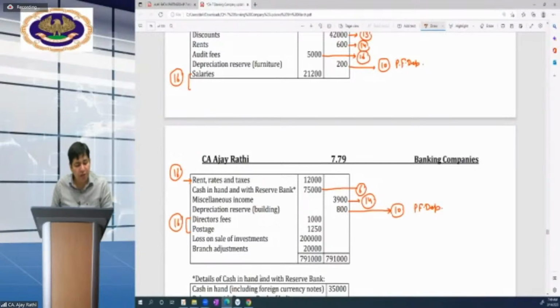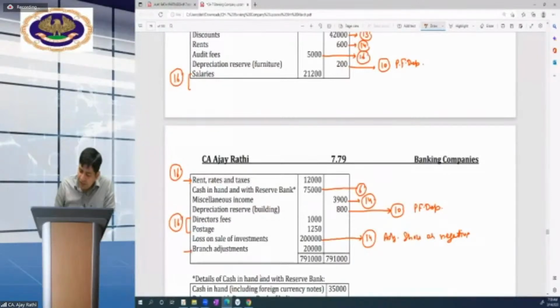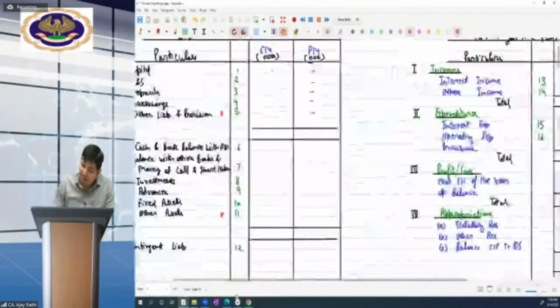Next, loss on sale of investment, beta. Usually investments are made to earn a profit, and usually investments do not have a loss, because normally banks do it in a very efficient manner. So there may be two cases: either post it in schedule number 16, operating expenses, or it will be better to adjust on the income side with schedule number 14, showing it as a negative figure. Next, branch adjustment, beta. Of course, these are assets, but these assets do not fall in any other head. It is the last, that is number 11.